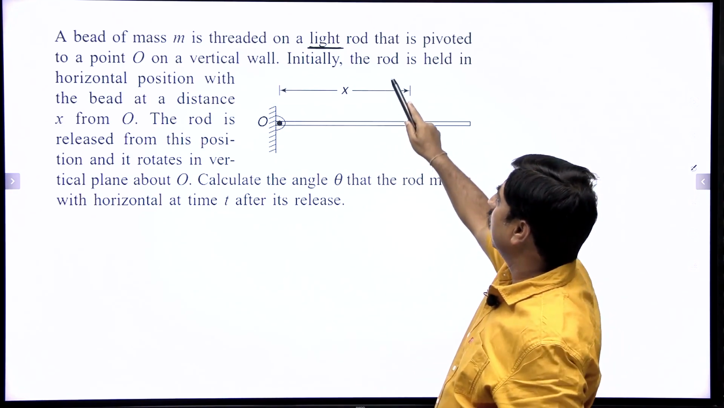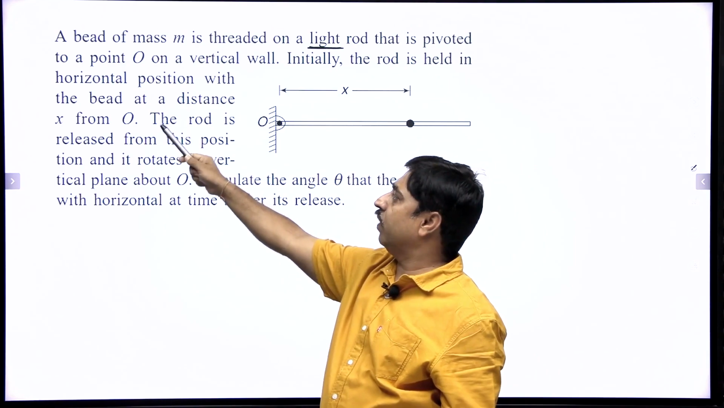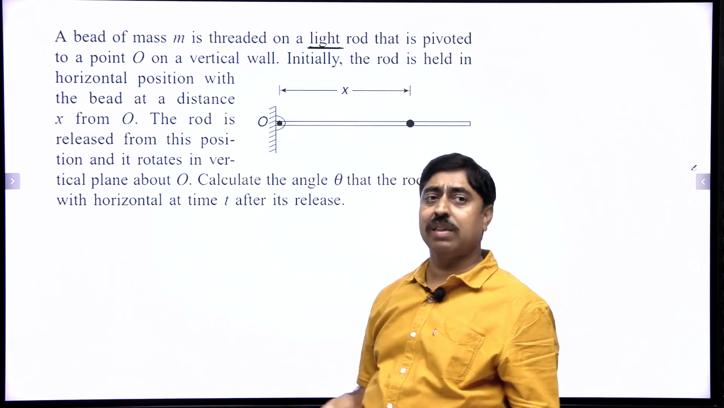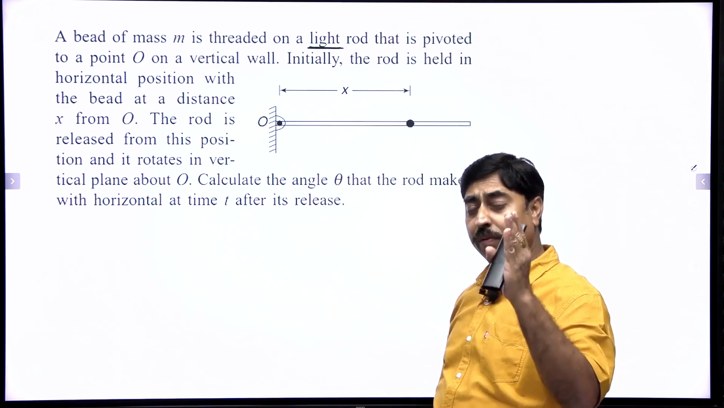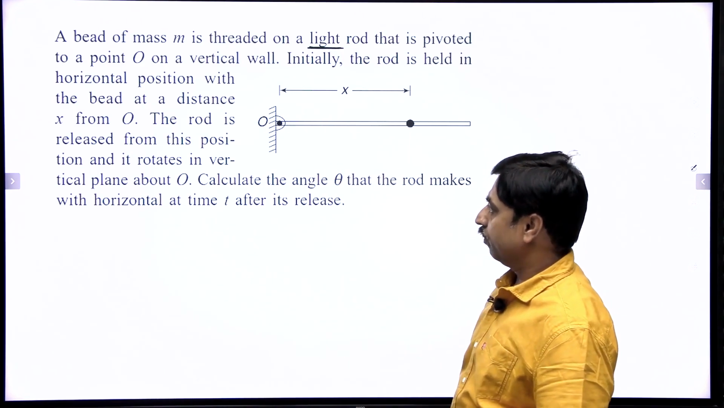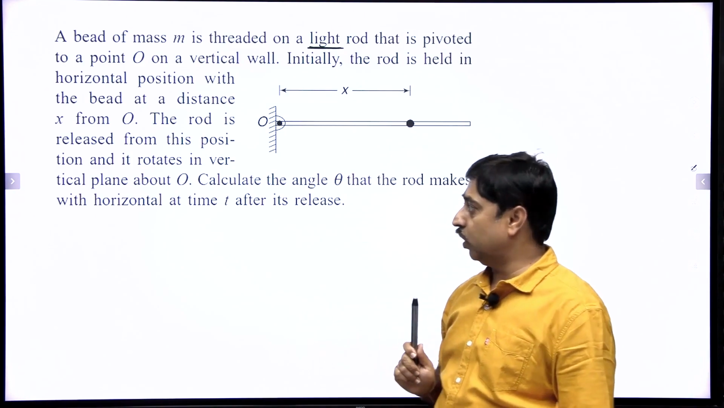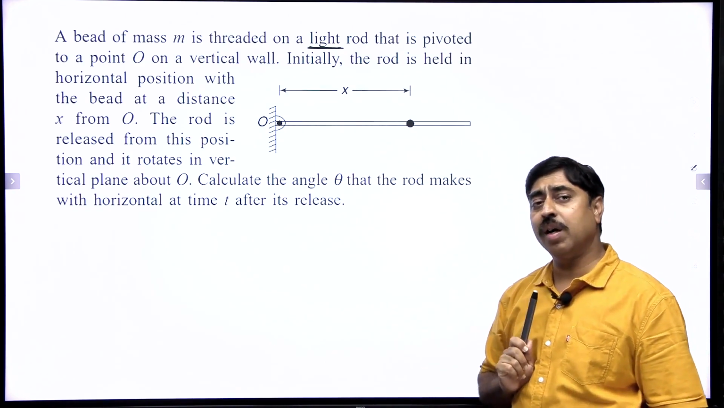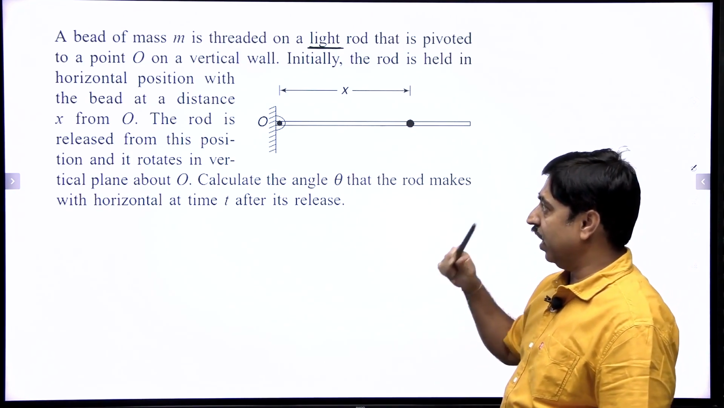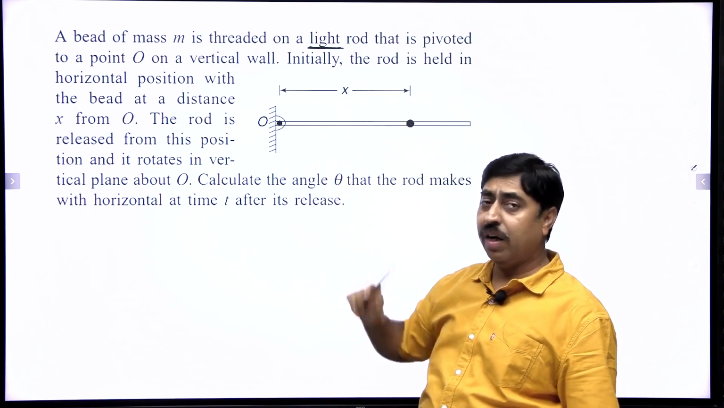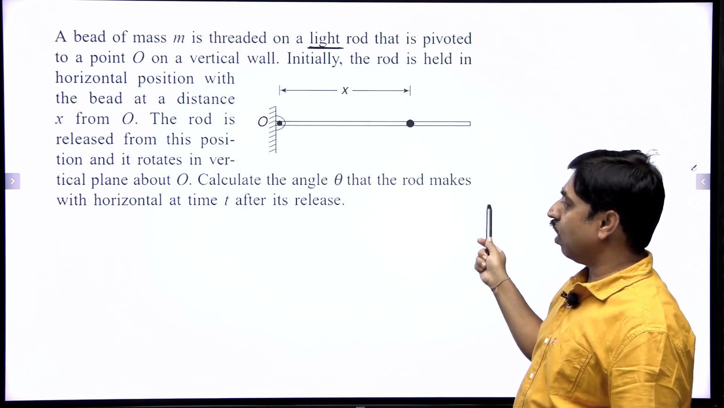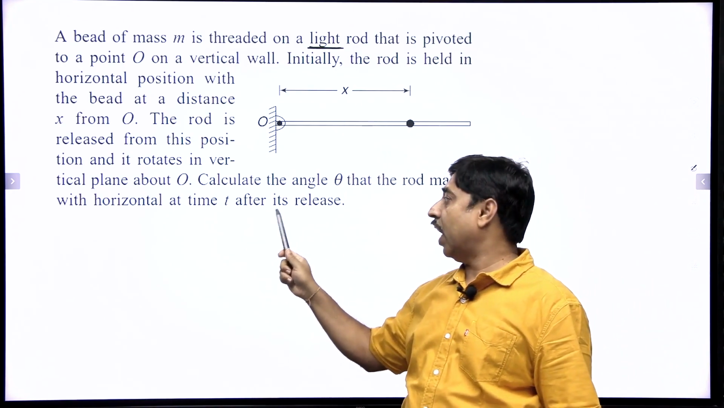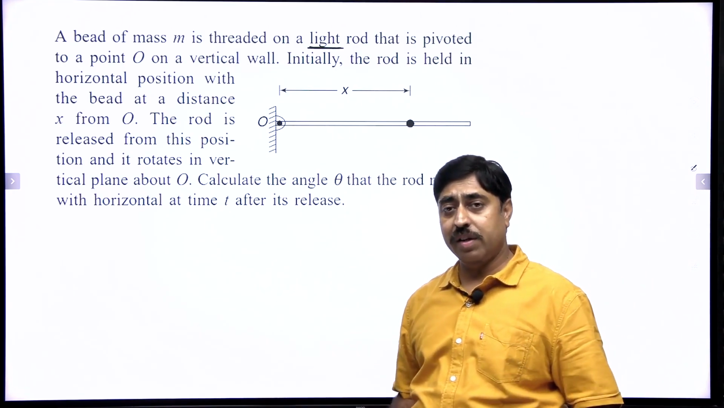There is no friction. Initially the rod is held in position with the bead at a distance x from point O. This is the bead, it is at a distance x from the pivot point O on the wall. The rod is released from this position and it rotates in a vertical plane about O. Calculate the angle theta that the rod makes with the horizontal at time t after its release.